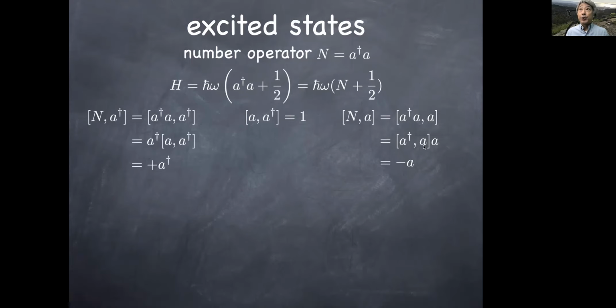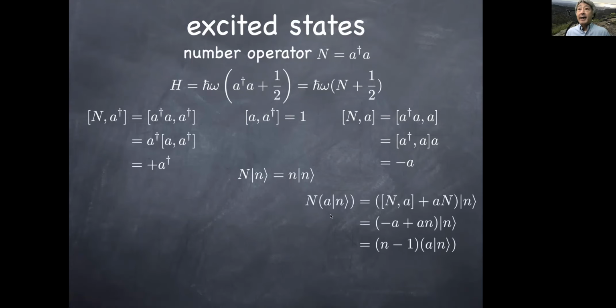So knowing these commutation relations, you can actually build the entire Hilbert space of the harmonic oscillator. If you already have an eigenstate of this number operator N with an eigenvalue little n, I can act the lowering operator, or annihilation operator, on this n state, then figure out what the eigenvalue of the number operator is for this state after acting with the lowering operator.